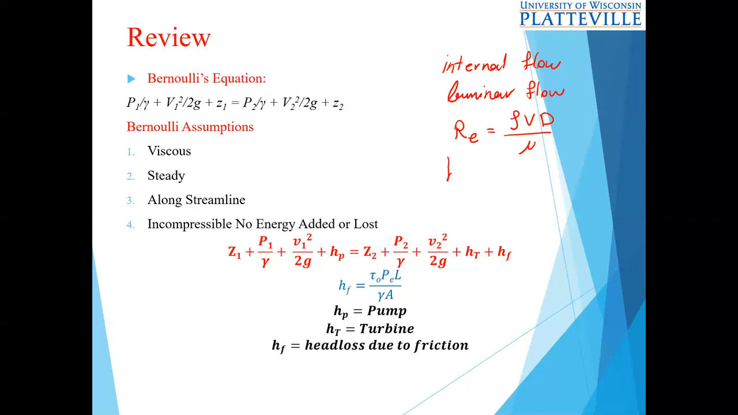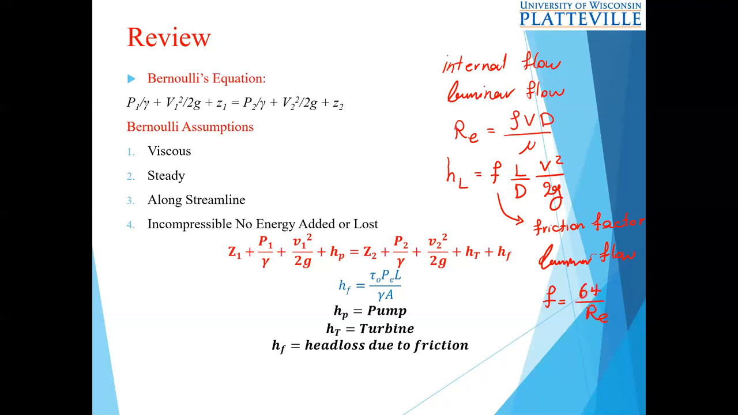The other things we learn is head loss or Darcy equation, which is friction factor times L over D, velocity squared over 2g. We learn f is friction factor, for laminar flow, friction factor is 64 over Reynolds number, right? So why we need head loss? Because in this equation, Bernoulli's equation, we need to know what is the head loss due to friction. And then we discuss when we have the turbine or pump, how we can solve the equation.